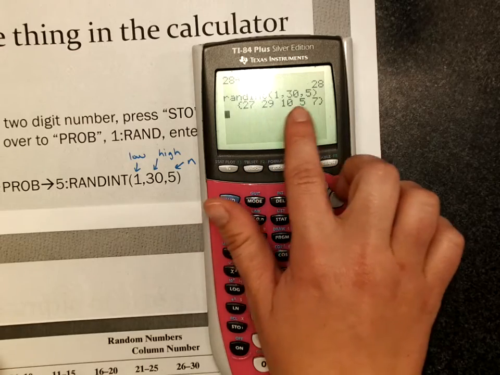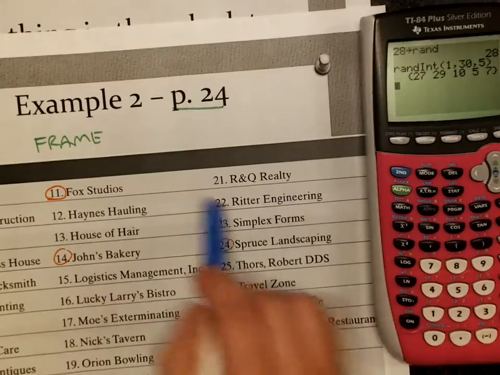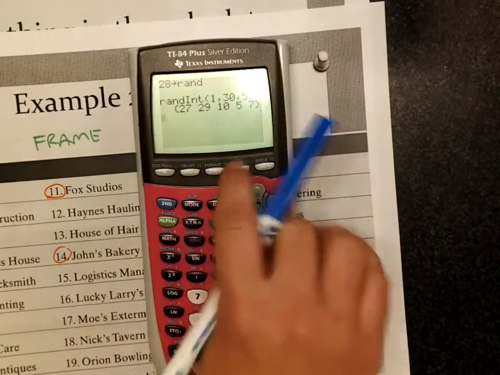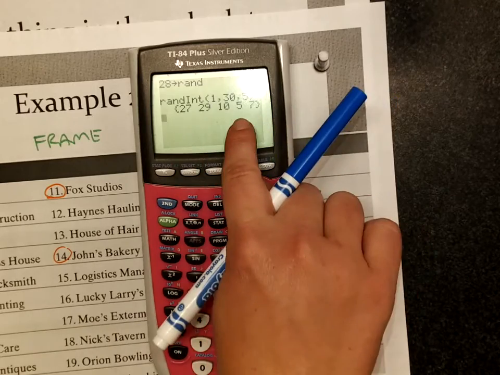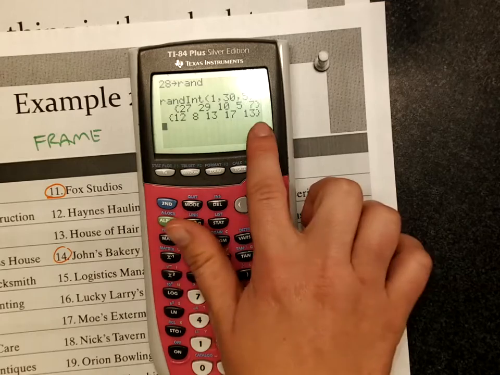27, 29, 10, 5, and 7. So I can use those 5, and those would be a different sample using the calculator. Sometimes when you do this, you get a repeat. If you get a repeat, just hit enter again, and it'll spit out 5 new ones.